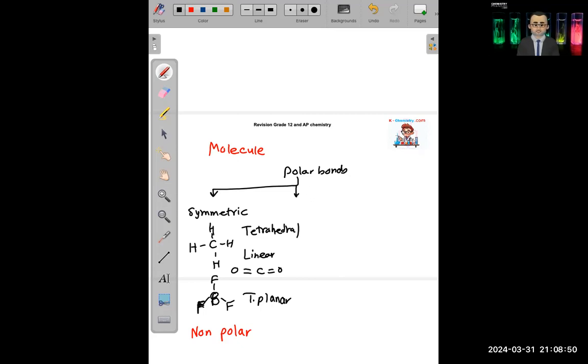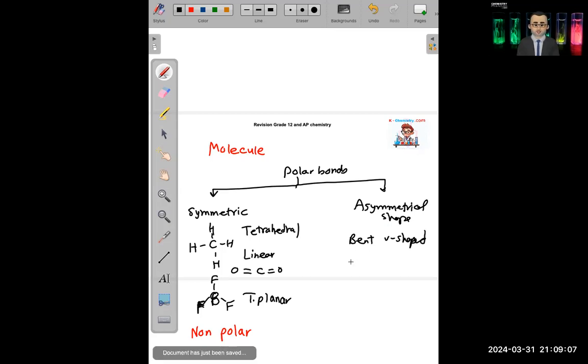They are non-polar molecules, while polar molecules happen when there is an asymmetrical shape, like the bent or V-shaped molecules and the trigonal pyramidal shapes. Most of the molecules that have a lone pair of electrons on the central atom will have an asymmetrical shape, and they will be polar molecules.